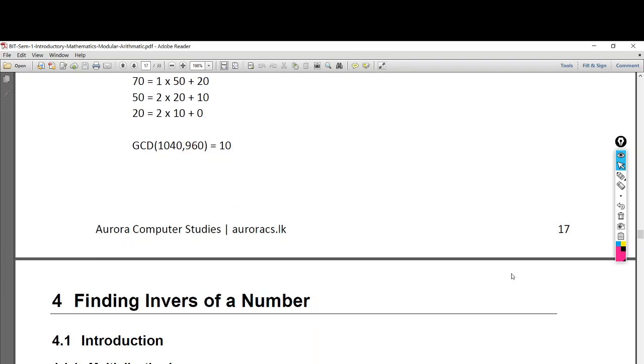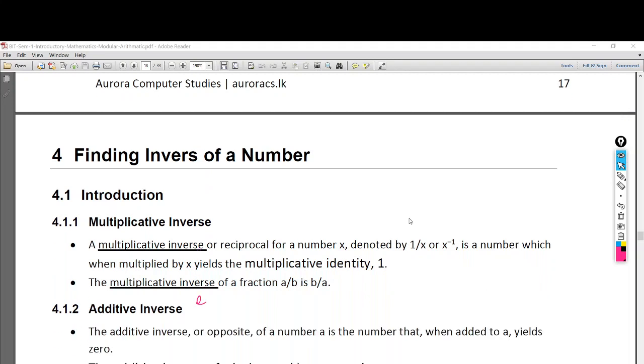Right. So there's a small mistake here. It must be inverse of a number, okay? So that is exactly what we are going to do right now. How to find the inverse of a number, right? So now let's try to understand what is meant by inverse. So usually we write the inverse as something like this.